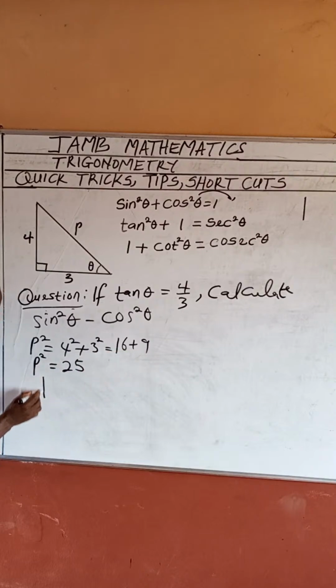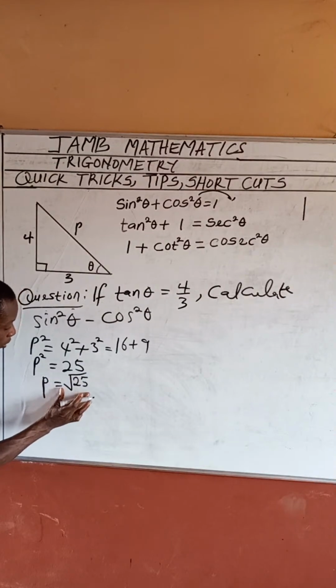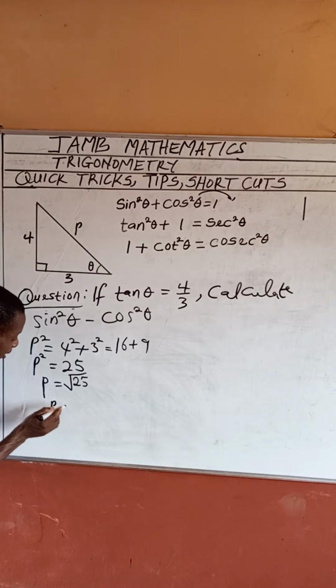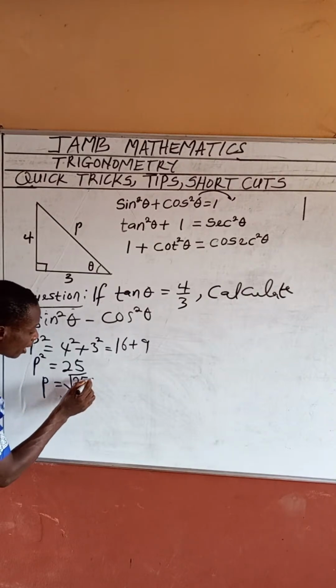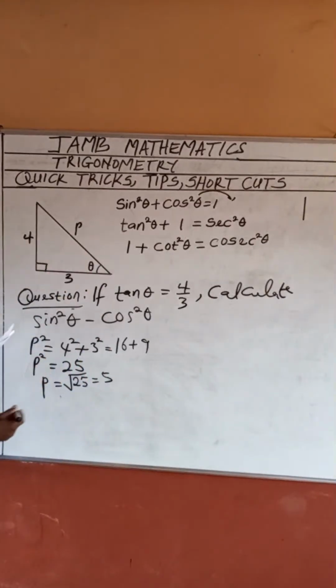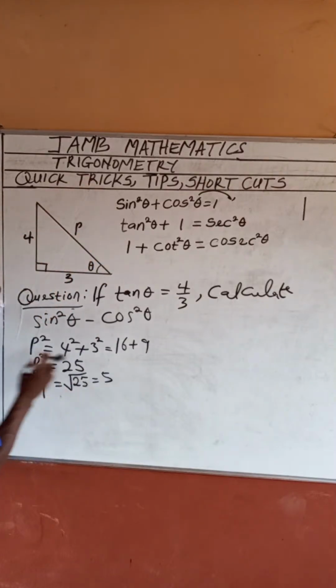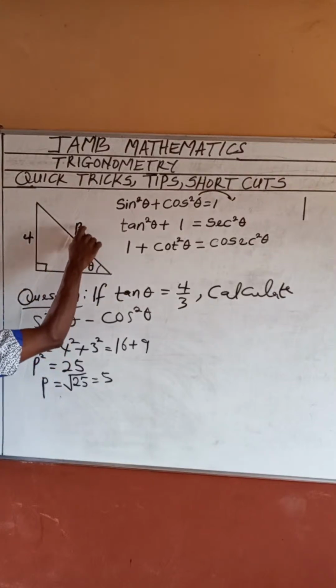So what's P? P is equal to the square root of 25. The square root of 25 is our P, which means, without wasting time, our P is 5. 5 units. The units can be centimeters or meters, but that's not important now because every trig ratio will cancel the units, and that will be all. Now we are done with this, which means P is equal to 5.